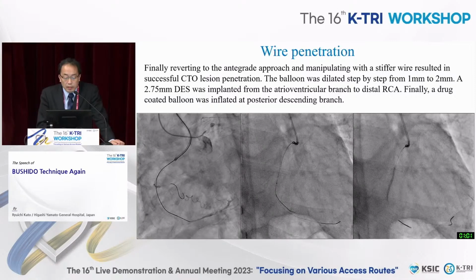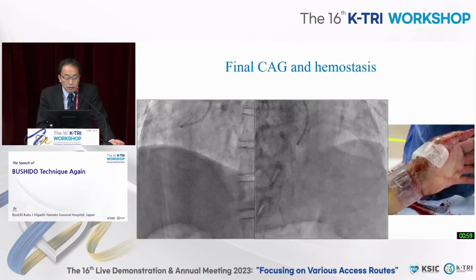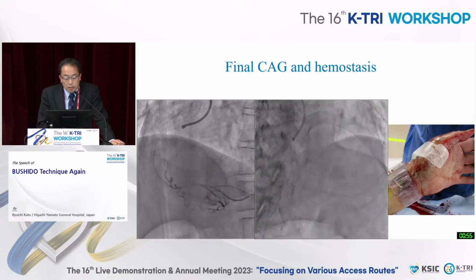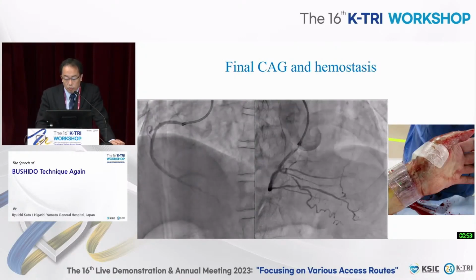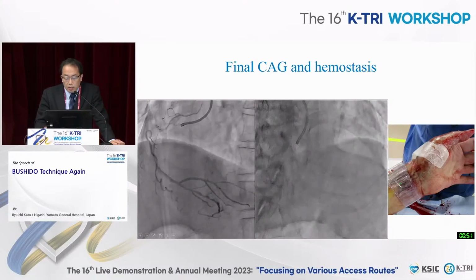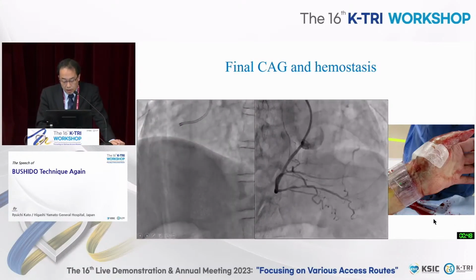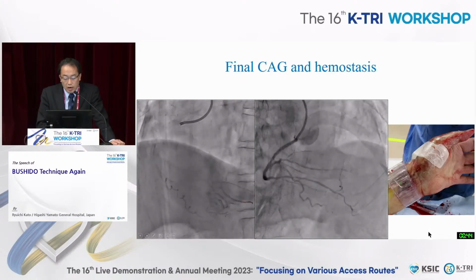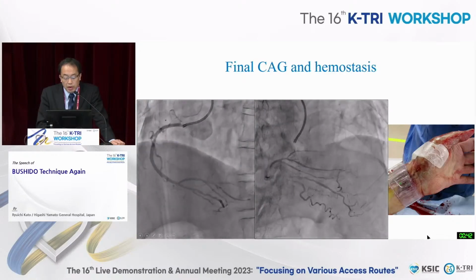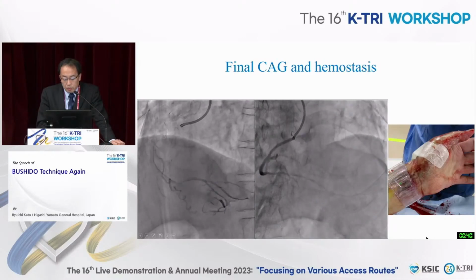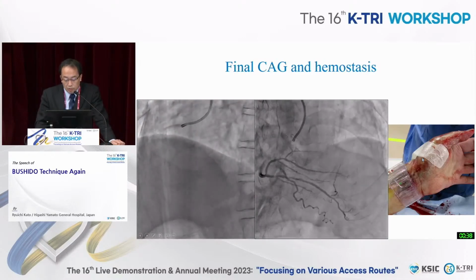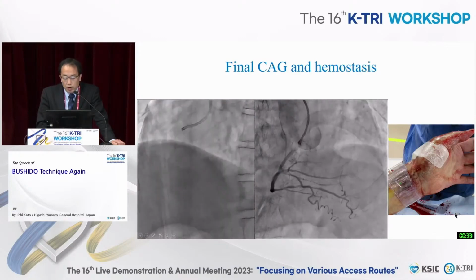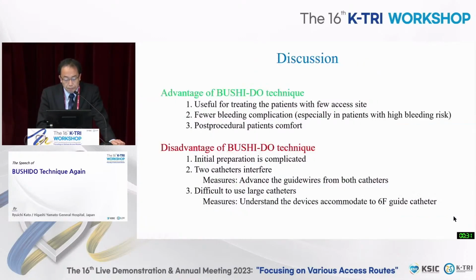So the balloon was dilated and a stent was implanted. And finally, the result is here. It is acceptable, and the hemostasis method is here. This patient had atrial fibrillation and was taking triple antiplatelet therapy and anticoagulation therapy. So he had a little bit of hematoma around here. However, he was very comfortable after the procedure.